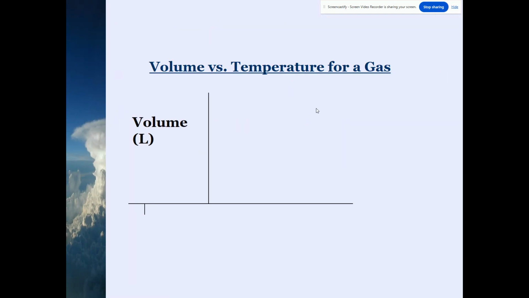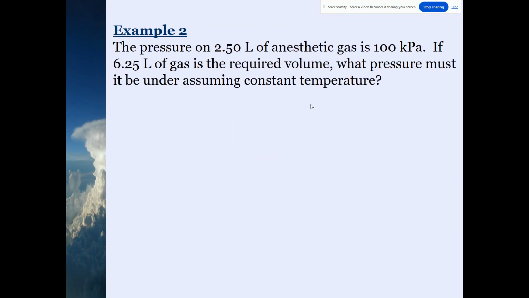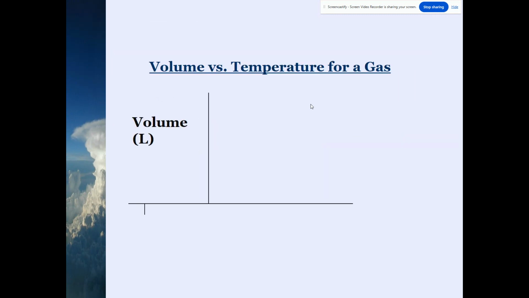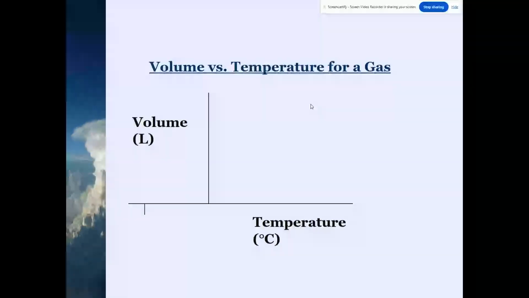So if I have different gases, again, I'm manipulating the temperature, so I'm changing the temperature, and I'm looking at how the volume relates. Now the graph between temperature and volume and the relationship between them: as I increase the temperature, the volume is going to increase.